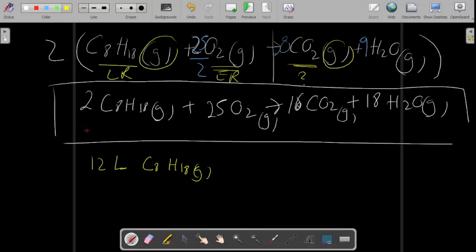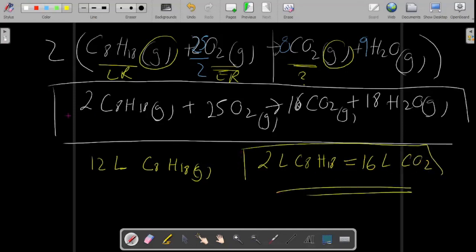My recipe says that 2 liters of octane gas will produce 16 liters of carbon dioxide. This is what my recipe says. 2 to 16. You see that? Now, I'm gonna erase this because I need more room.